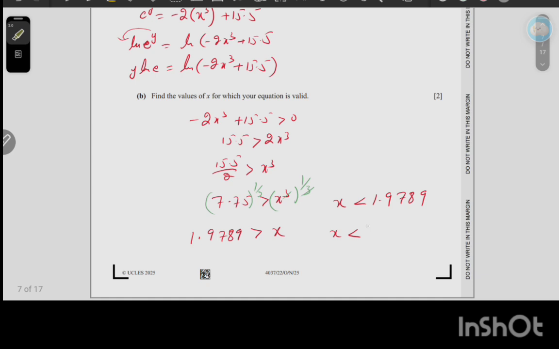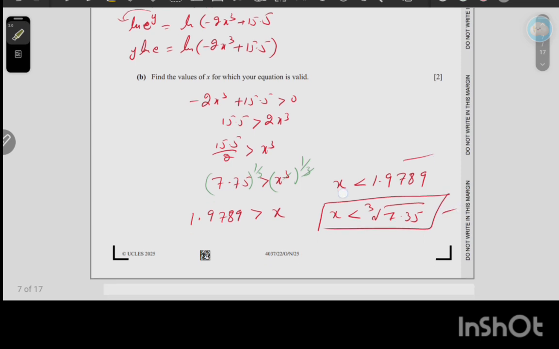Okay dear friends, hopefully you have understood these questions. Also we have to use 7.35 power cube. This is our required answer. Okay, both you have to use this one. Now move forward.